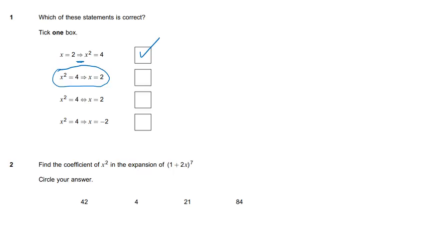Okay, second one, find the coefficient of x squared in the expansion of (1 + 2x) to the power of 7. So the binomial expansion of that is 1 plus nx plus n(n minus 1) x squared over 2 factorial and so on.